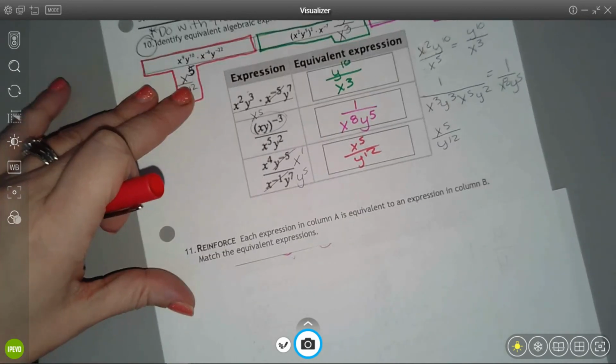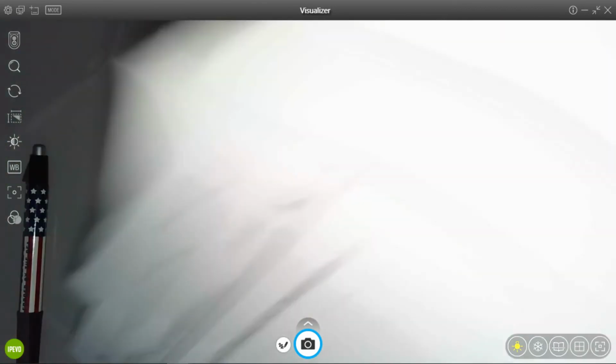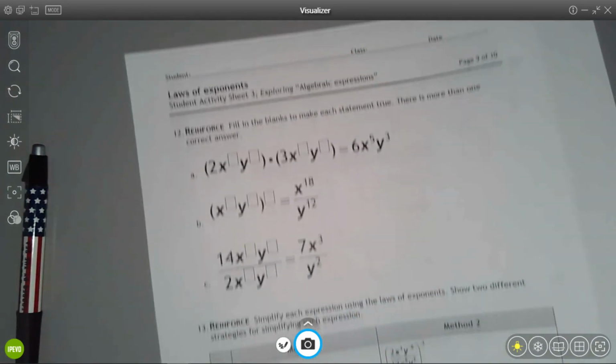And then number 12 is a reinforced question, as well as 12 and 13.